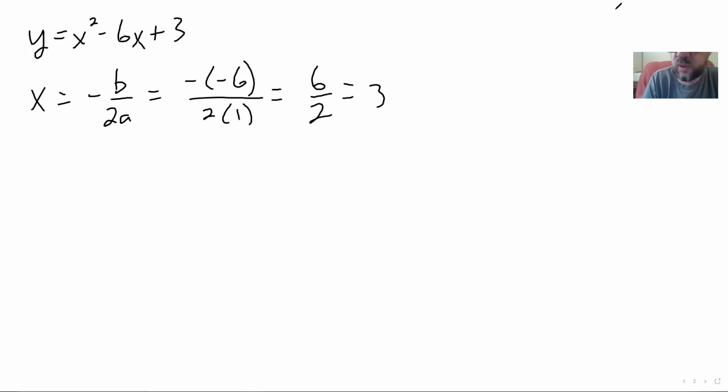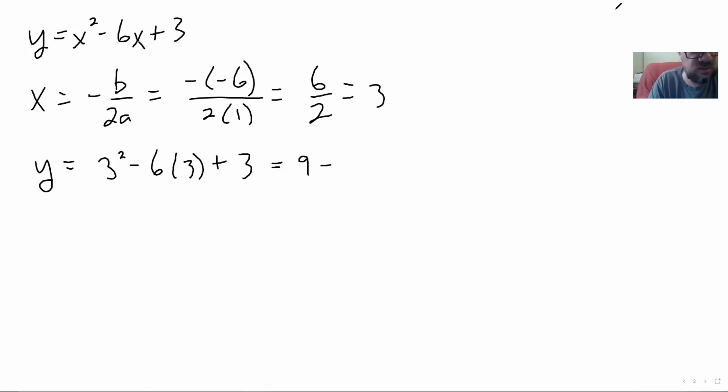So the x coordinate of my vertex is 3, and if I want to find the y coordinate, I take the x coordinate and put it back in the formula, because that's how you find the y coordinate for any point. The vertex is just some point on the parabola. It's an interesting one, but it's still just a point on the parabola. So the way you find the y is by plugging in the x. y is 3 squared minus 6 times 3 plus 3, which is, what's that, 9 minus 18 plus 9?